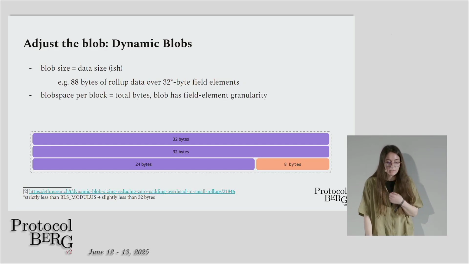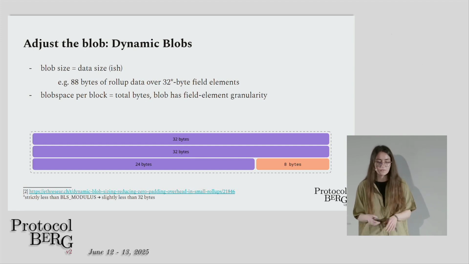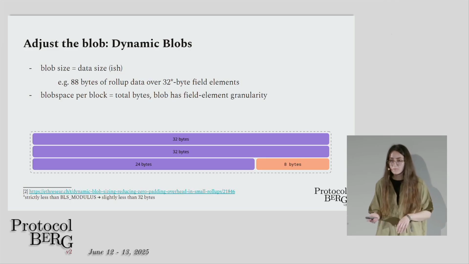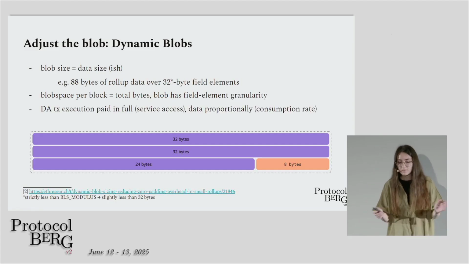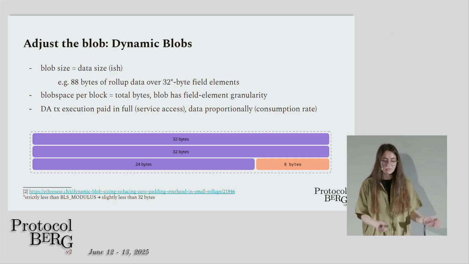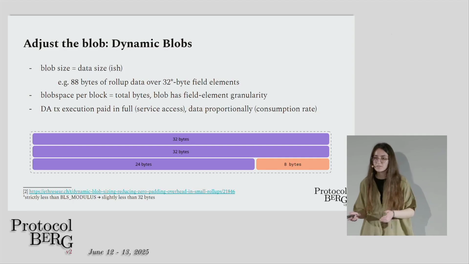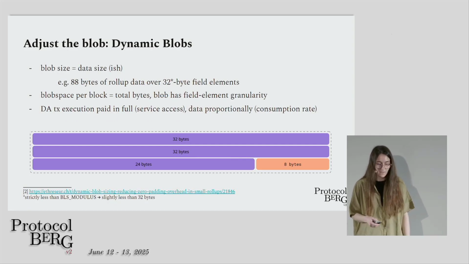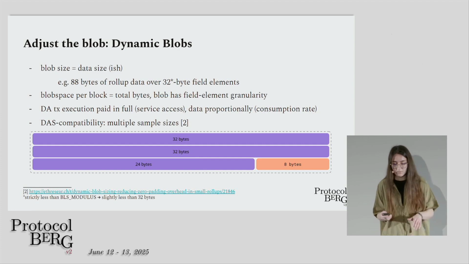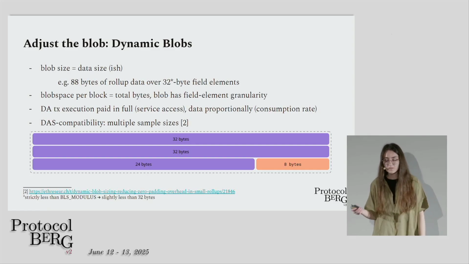In this case, we would define the blob space per block as total bytes and no longer think in terms of blob count per block. And also, the blob would have field element granularity, so it would be a multiple of 32 for the blob size. The one good part of this is that we don't affect the execution cost in any way, because the service of having the opportunity to post data to Ethereum is still paid in full, but data is paid proportionally to the consumption rate.